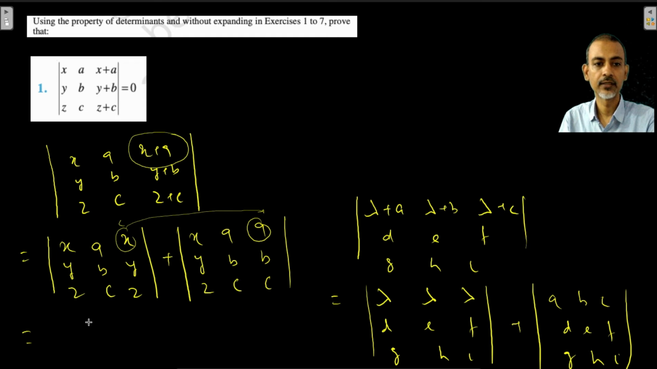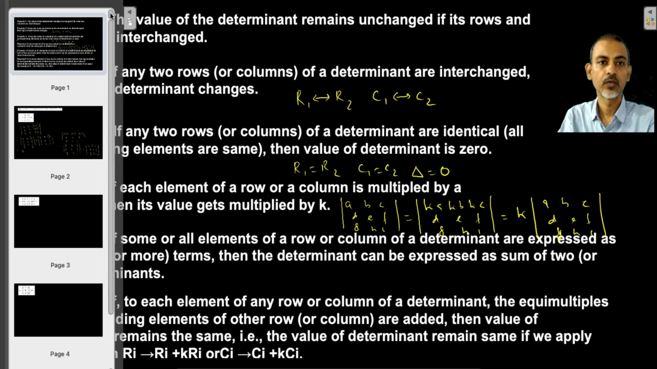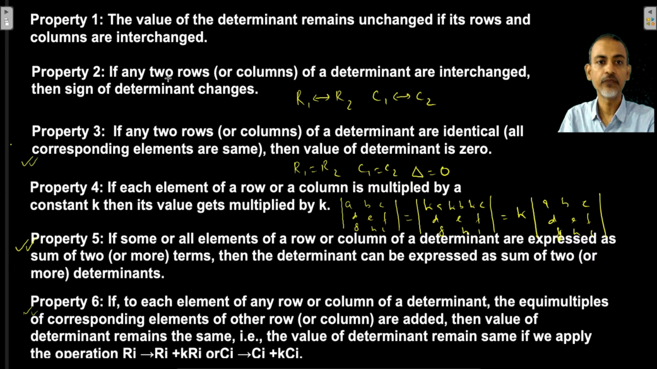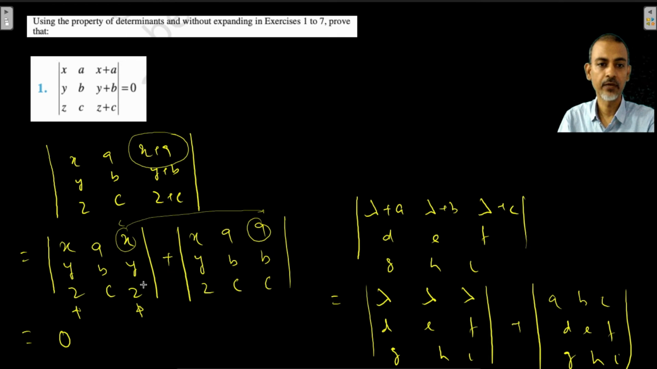Now look at this one. This column is identical to this column, right? So what will be the value of it? It will be 0. And why will that be 0? Because of this property. What it says is this: if any two rows or columns of a determinant are identical, so the corresponding elements are the same, then the value of the determinant is 0. So this is the property 3, and you can see our two columns are equivalent, so this is 0.